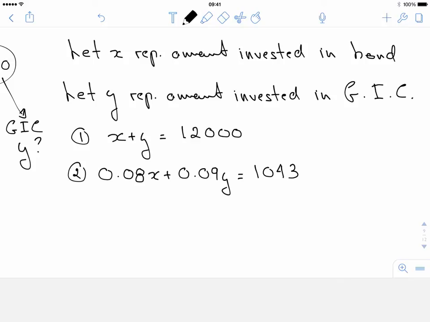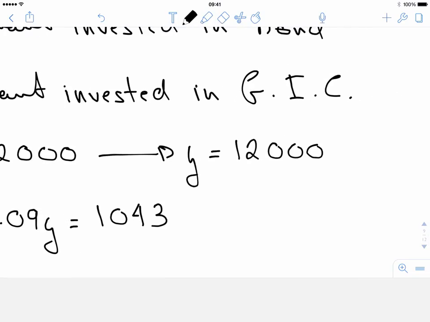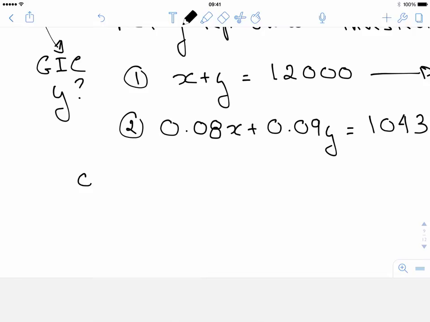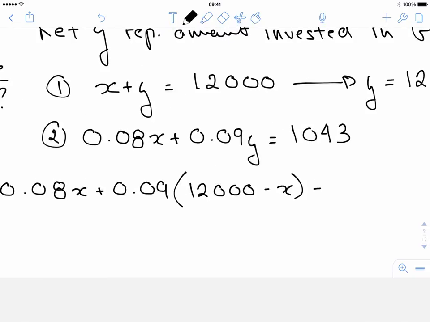I'm going to solve, probably in this case, substitution is my best bet. So I'm going to rearrange this equation so that I have y isolated, and that gives me y equals 12,000 minus x. And I'm going to substitute that into equation number 2. So here's what I get. I get 0.08x plus 0.09, but instead of y, I'm going to write 12,000 minus x, and that's equal to 1043.